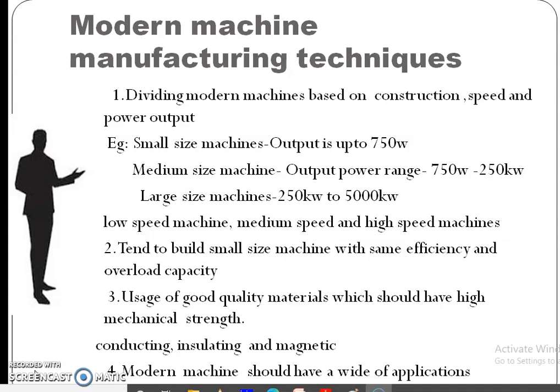To do this, they are using good quality materials for conducting, for insulating, and for magnetic parts. These are the materials we use in our machines. If you are using good quality materials, there is less possibility of losses. So efficiency increases, and power capacity also increases. So usage of good quality materials, that is the third one.